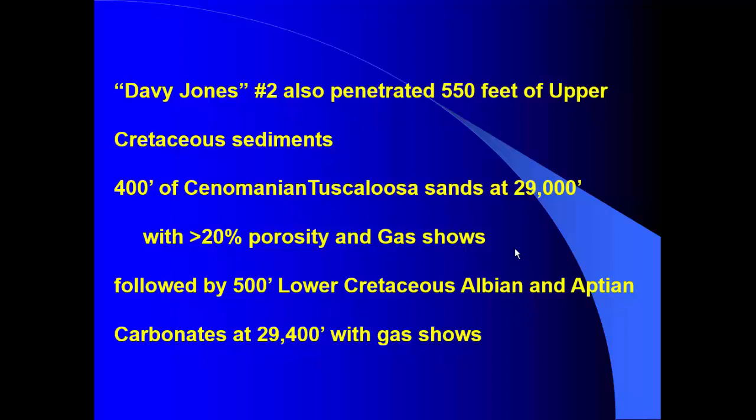These have 20% porosity and gas shows, followed by 500 feet of Albian and Aptian carbonates at 29,400 feet. So we're talking about a pretty deep well here.